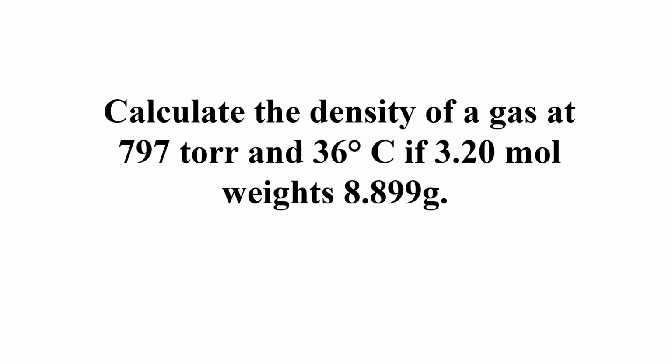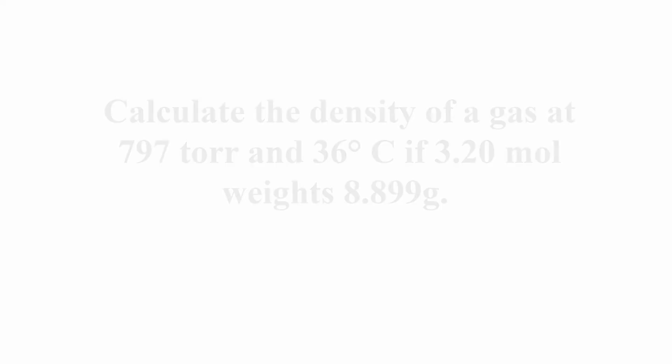This time, let's take a look at the density problem. Calculate the density of a gas at 787 torr and 36 degrees Celsius if 3.2 moles weighs 8.899 grams. Now, because this is a density problem, remember that we want to find grams per liter. The problem is already giving us the number of grams, 8.899 grams. Therefore, we must find the volume in liters so we can divide the number of grams by the liters and find the density of this gas.